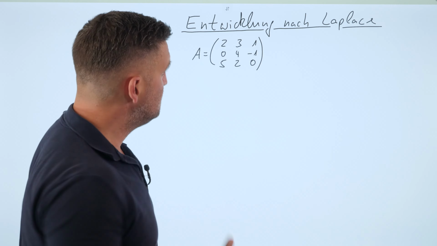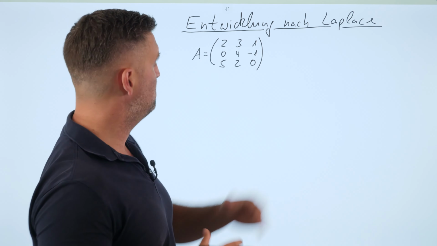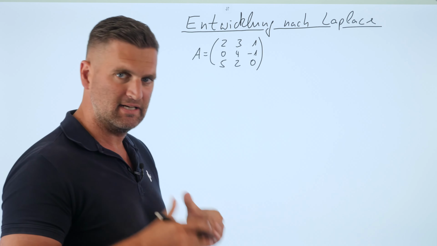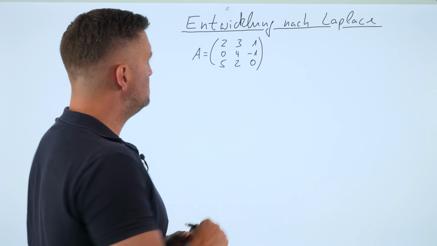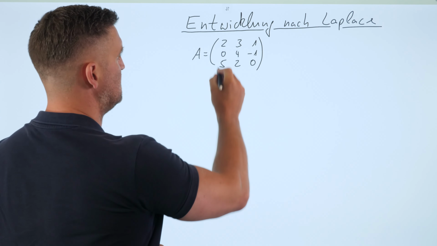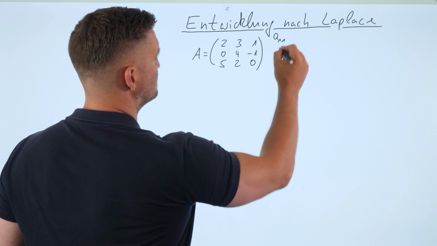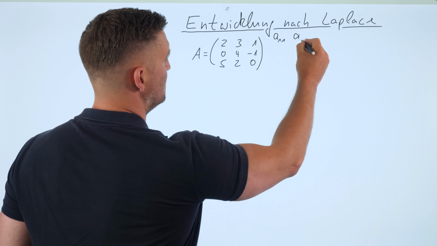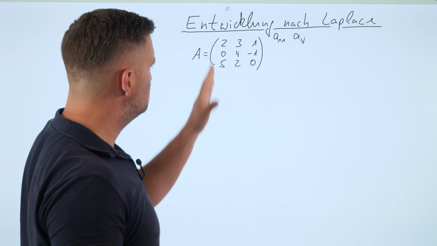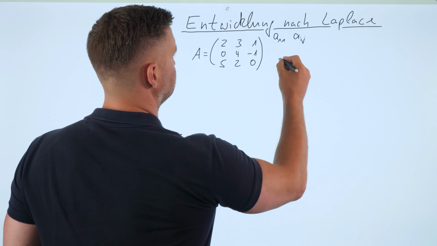Determining a determinant using the Laplace expansion theorem, or expansion by Laplace. Here you have a 3 by 3 matrix, and the coefficients are given accordingly. This would be the coefficient a1,1, according to a_ij. Now I'll use the general letters i and j. If such a matrix is given, then the theorem applies.